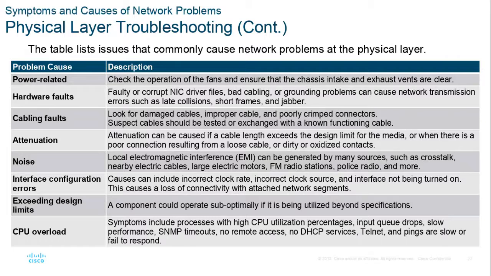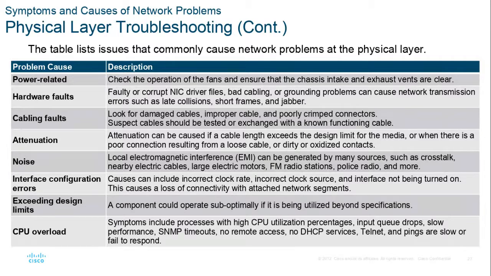Attenuation is when the voltage level in a twisted pair cable, or the level of the light in a fiber optic cable, fades out and gets too small. You may have made the cable too long, there may be a dirty, oxidized contact, or the cable is loose and you're not getting a good connection through it.